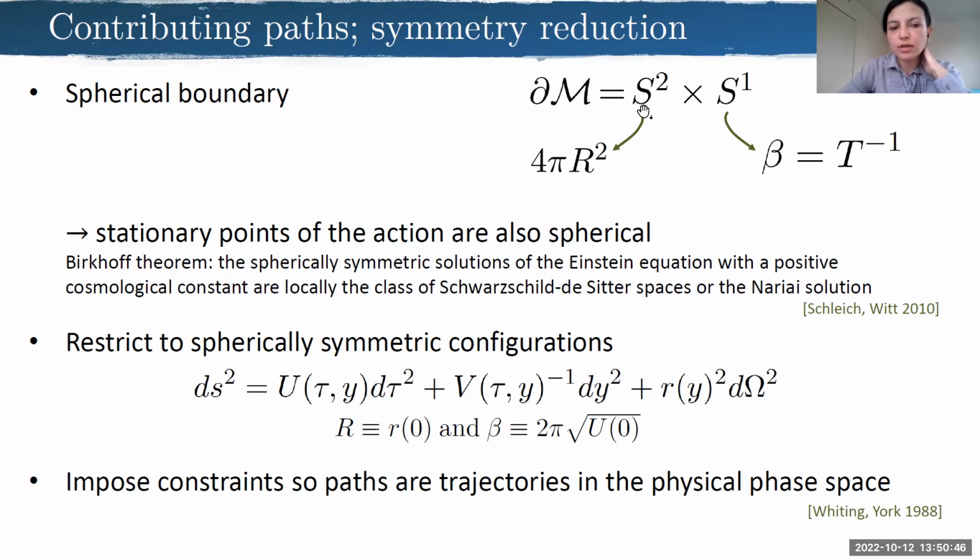So the boundaries are spherical, the stationary points are expected to be spherical, but we are not limited or restricted to the stationary points. We also want to see what non-stationary points also contribute to the path integral. And for those non-stationary points, we are making the restriction to choose them also spherically symmetric.